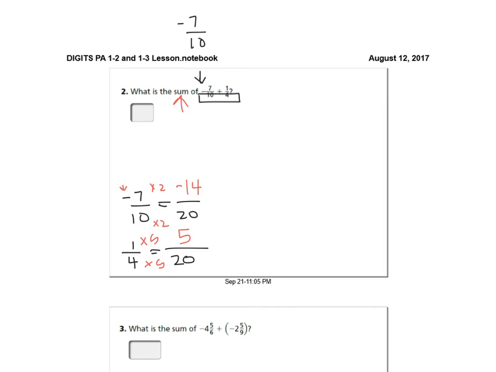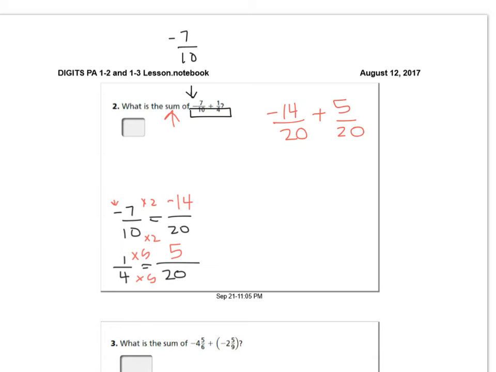So just like we did in our last example, we are going to take -14/20, and we're going to add that to 5/20. Now, if you notice, the signs are different. Since the signs are different, I'm going to have to use my subtraction.